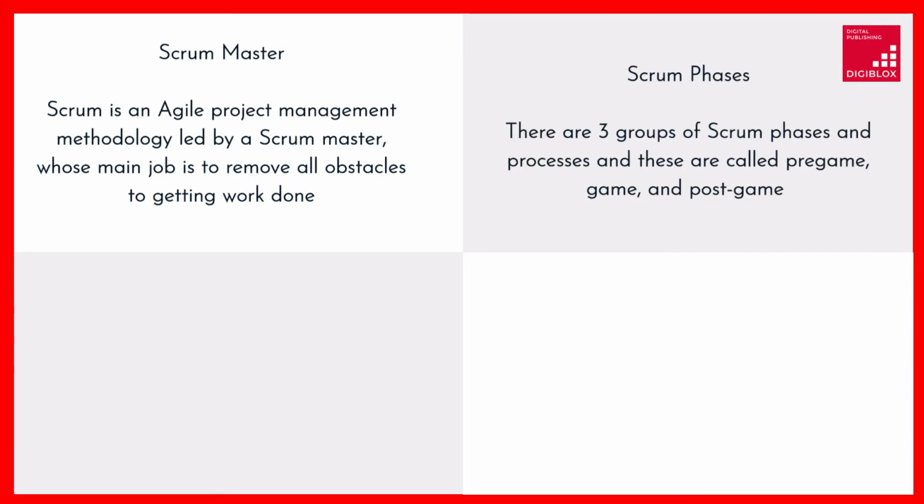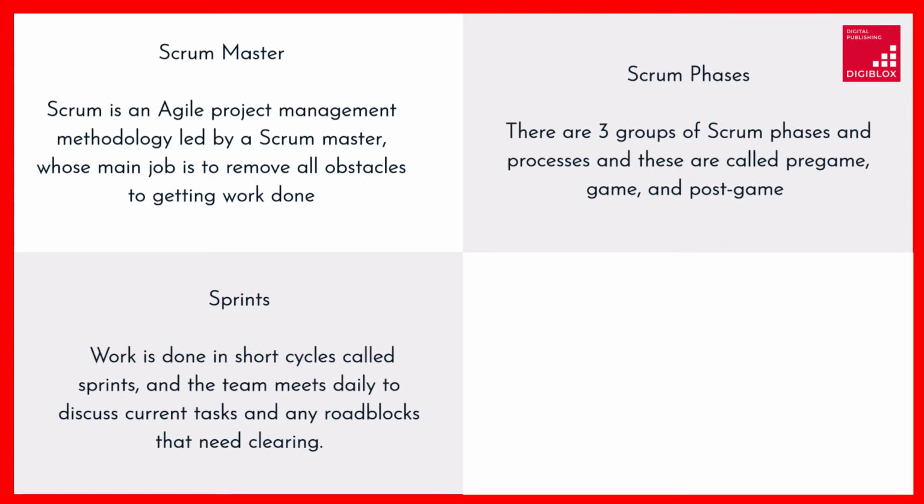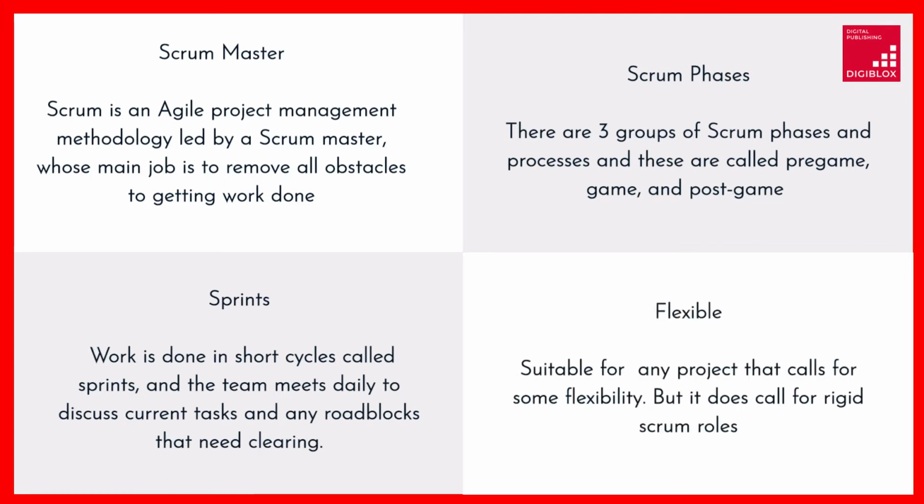Scrum is an agile project management methodology led by a Scrum Master, whose main job is to remove all obstacles to getting work done. Work is done in short cycles called sprints, and the team meets daily to discuss current tasks and any roadblocks that need clearing. There are 3 groups of Scrum phases and processes, and these are called pre-game, game, and post-game.